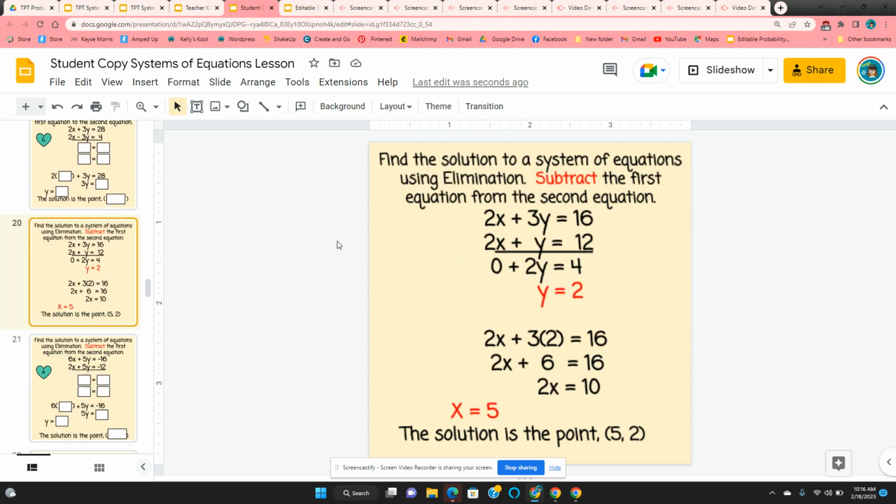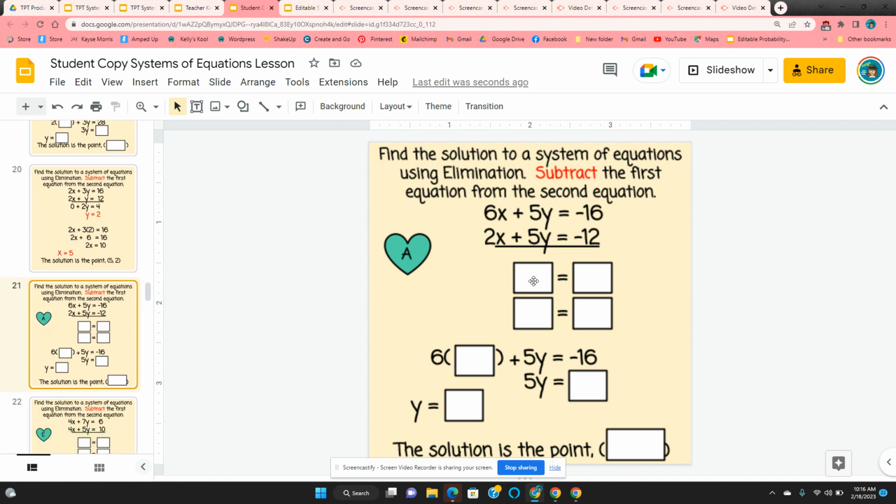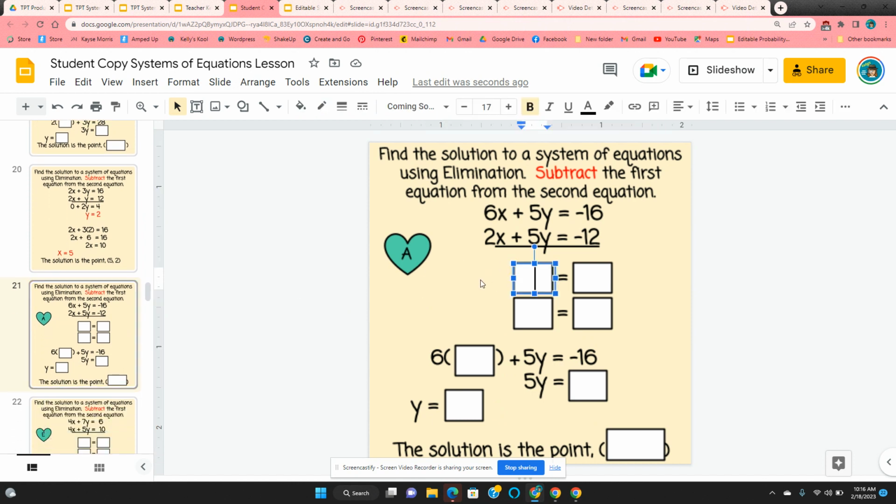Okay, and then we can also use elimination with subtraction. In this case, you can say if you subtract the two equations, you get 2x subtract 2x, which would give you 0. So you eliminate by subtraction. And they're given a couple examples here. Again, they subtract, they're going to get 4x. The 5 y's cancel each other out, and they get -16 subtract -12, which would give them -4.